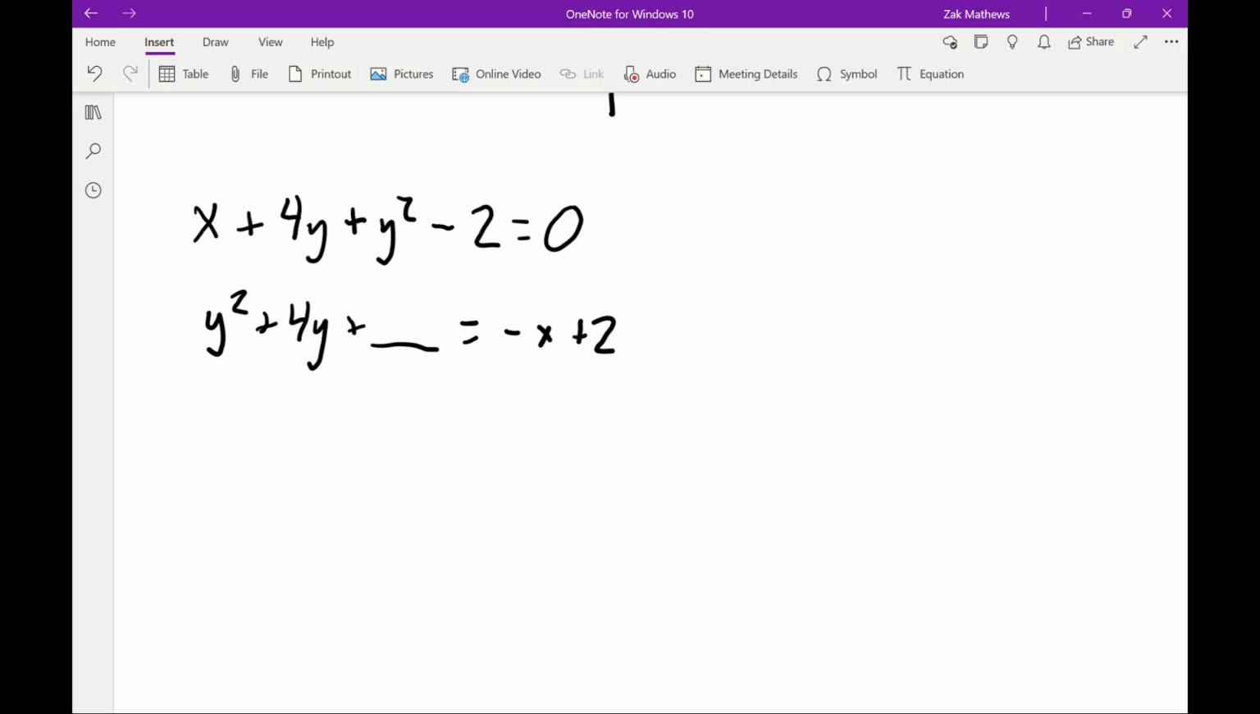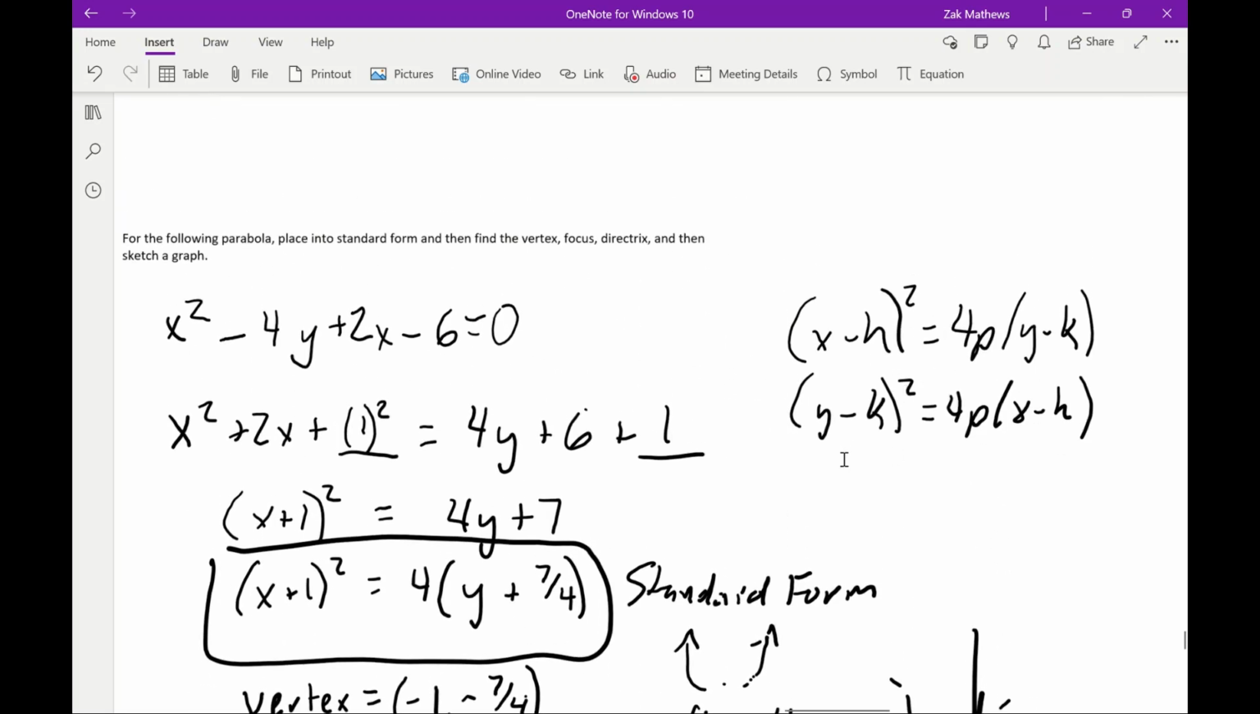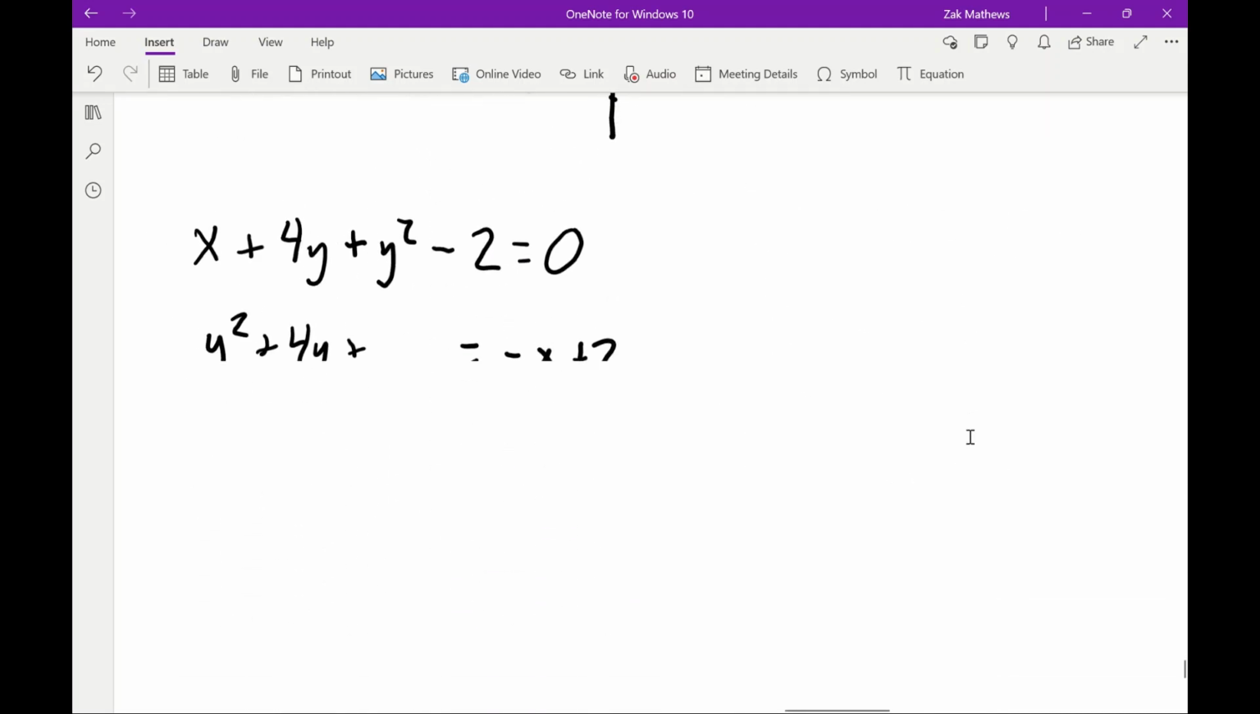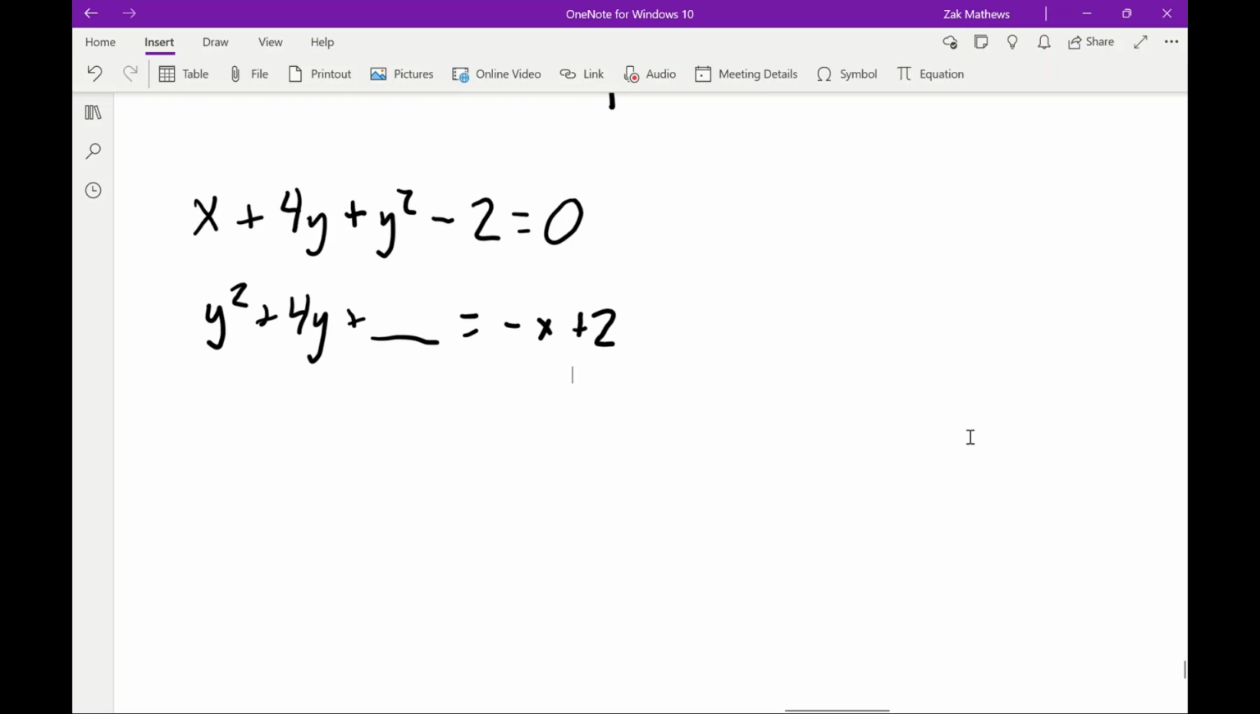Why is it that I got the y's together? Well, because the y's are being squared. And so again, thinking about those standard forms of a parabola, we're looking at this one right here. We want the y minus k squared equals the rest of whatever we have. So that's why I've gotten the y's on the left-hand side.